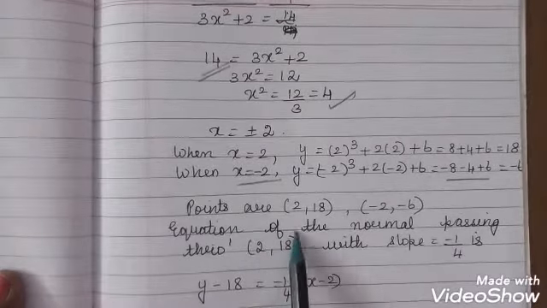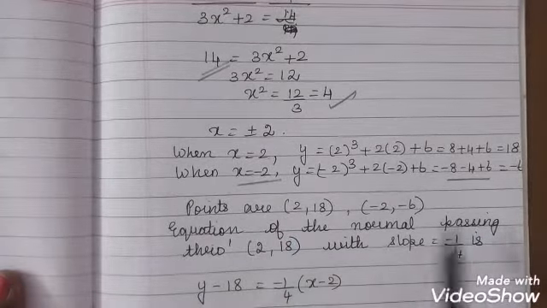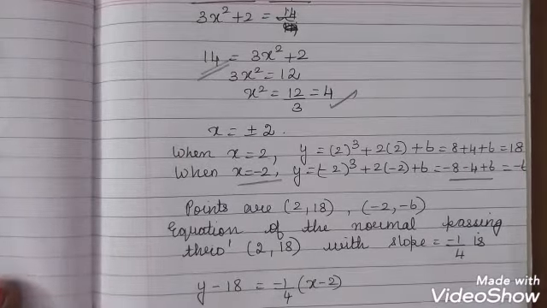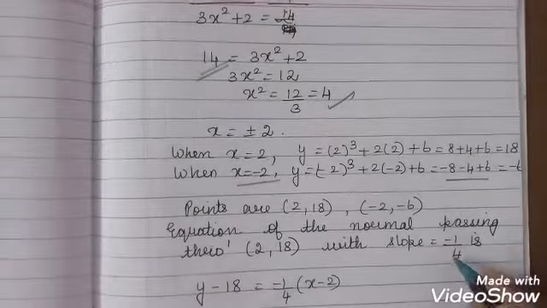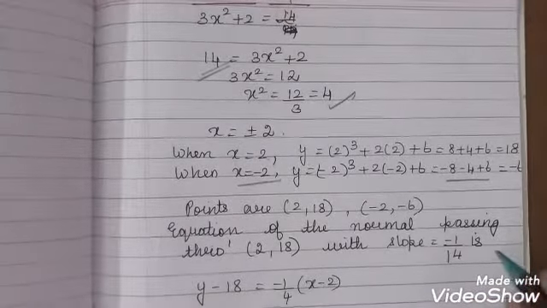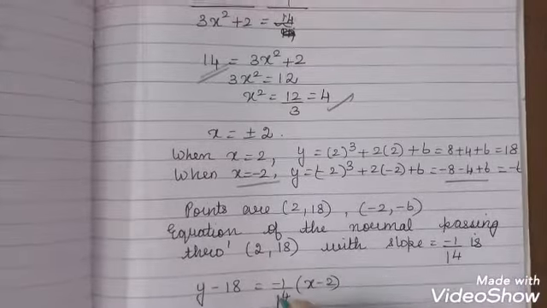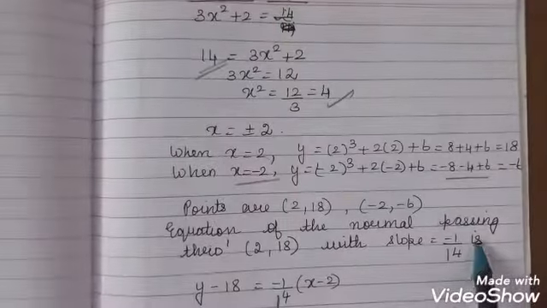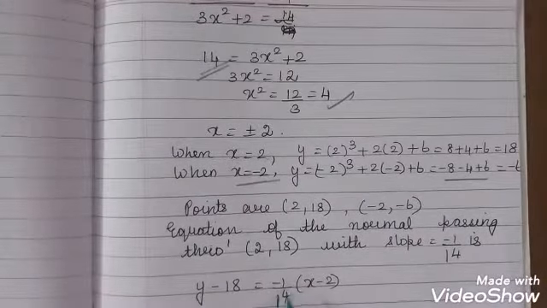Now we'll find out what is the equation of the normal passing through the point 2 comma 18 with slope equal to minus 1 by 14. What will you have in this case? Okay, by mistake I think I have taken it wrongly. So here it's equal to minus 1 by 14.